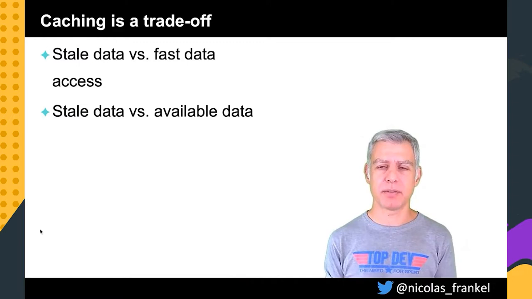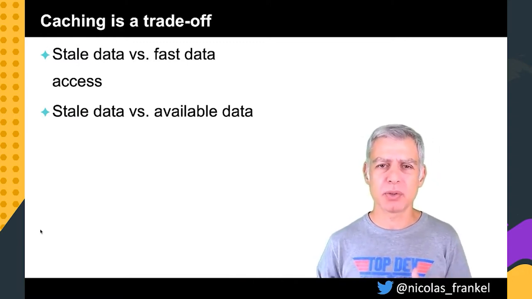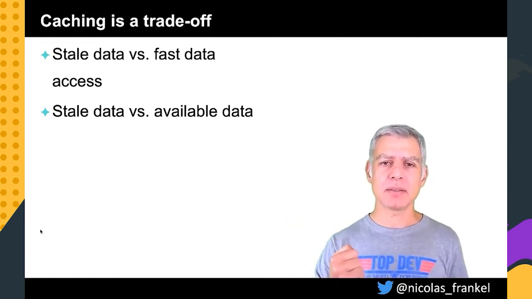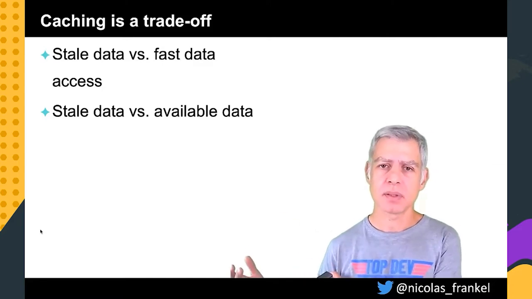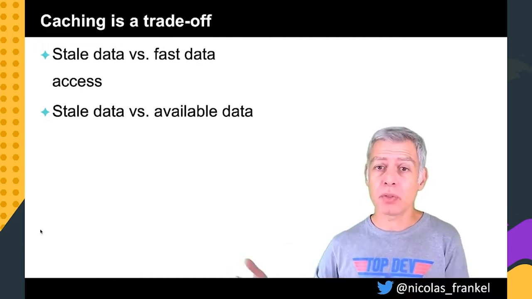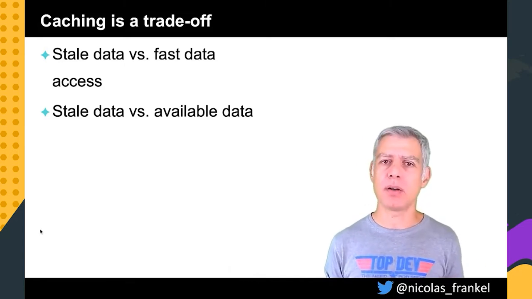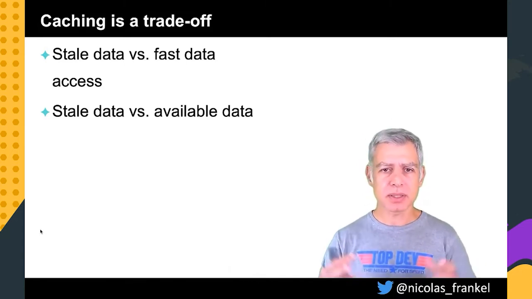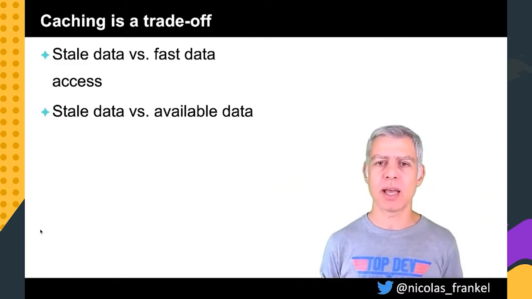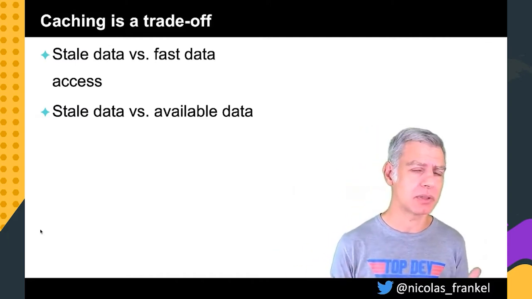Now, regarding this trade-off, you actually have two trade-offs to make, in two contexts where caching is a good idea. You accept that you will have stale data because you want fast data, or you accept that you will have stale data because otherwise there is no data at all. I always use the same example of an e-commerce application, designed around microservices. You would have a catalog microservice, a cart microservice, a payment microservice, a checkout microservice, a pricing microservice.